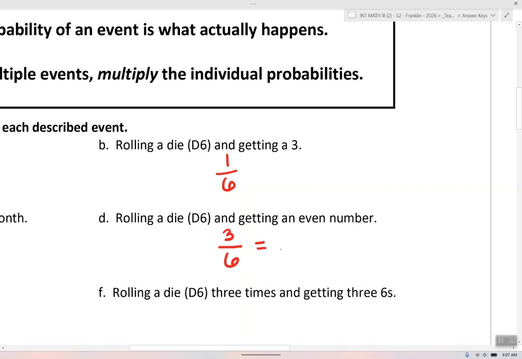Now we can reduce this to 1/2, but you don't always have to. Sometimes it's nice to see the unreduced fraction just so you can see what your total number of outcomes was. But reducing it is proper. There's a 1 in 2 chance.